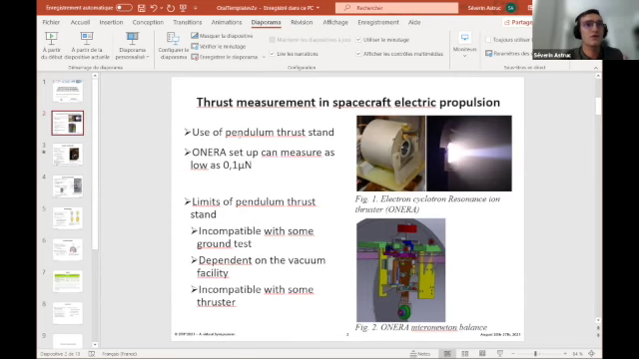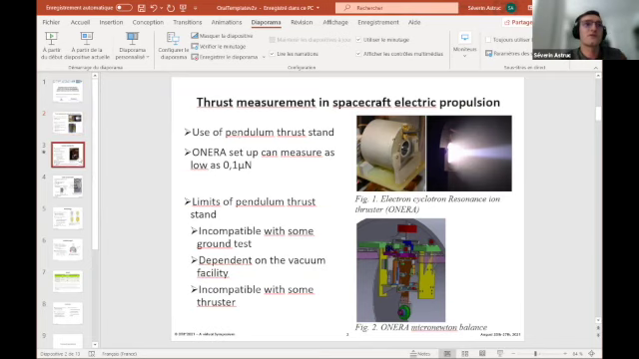However, the thrust is very low. So for the qualification of these thrusters, we need a specific system to measure the thrust. The main system to measure this thrust is a pendulum thrust stand, like a simple pendulum which carries the thruster. For example, here we have the ONERA setup that can measure as low as tens of micronewtons. However, the limit of these pendulums is that they are incompatible with some ground tests, as they depend on the vacuum facility, and they are incompatible with some thrusters.